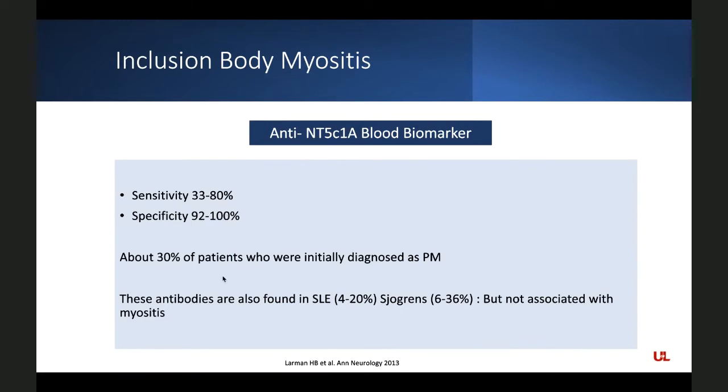Although, having said that, this particular biomarker can also be found in SLE and Sjogren's. But if present in these two conditions, we typically don't see myositis.